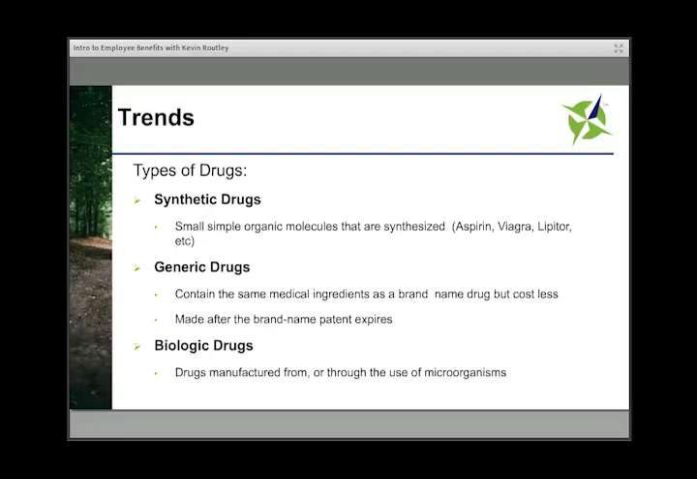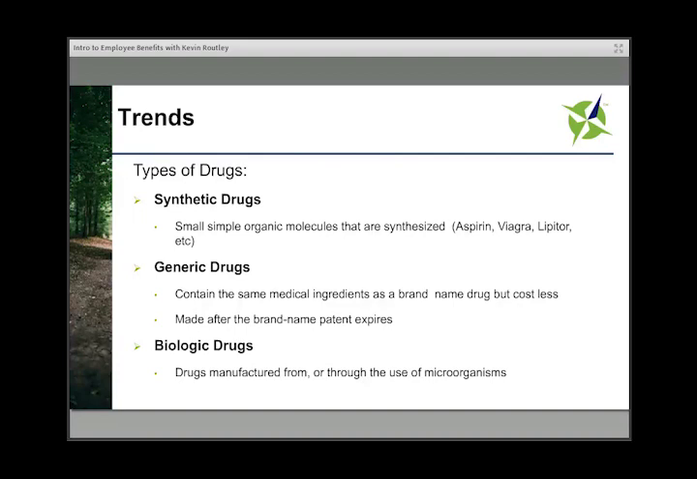So in looking at drugs, the types of drugs that are out there are synthetic drugs, which are small, simple organic molecules that are synthesized, like aspirin, Viagra, Lipitor, etc. There's generic drugs, which basically contain the same medical ingredients as the above brand name drug, but cost less. Typically, 25% of the original brand cost. And they're made into a generic after the brand name patent has worn off the brand name drug.